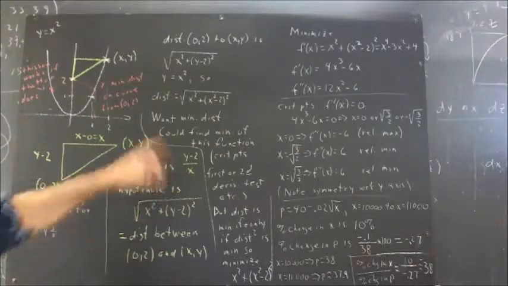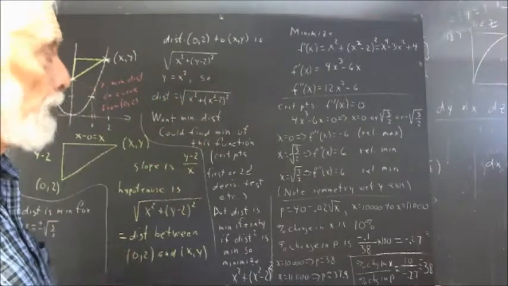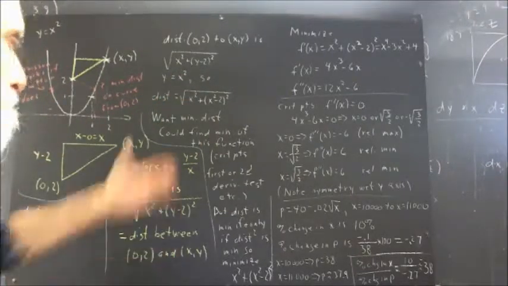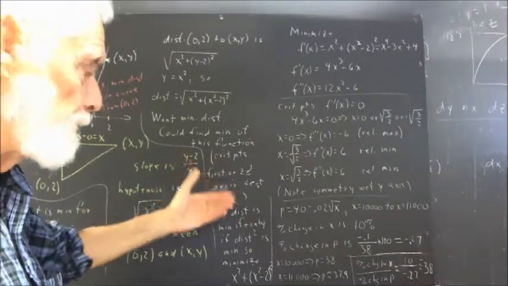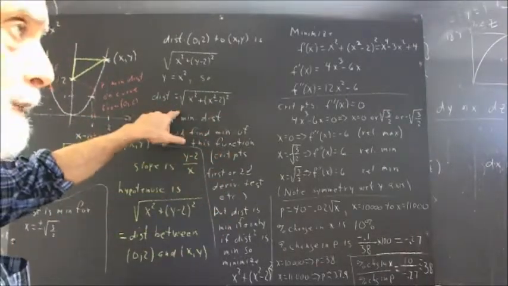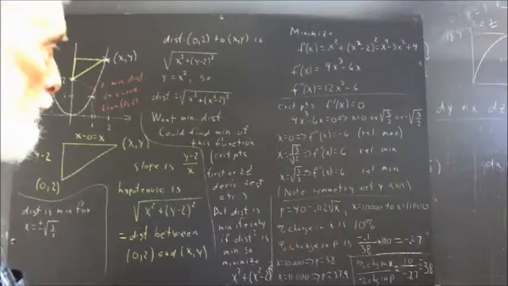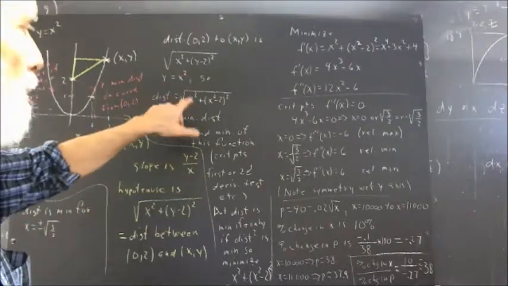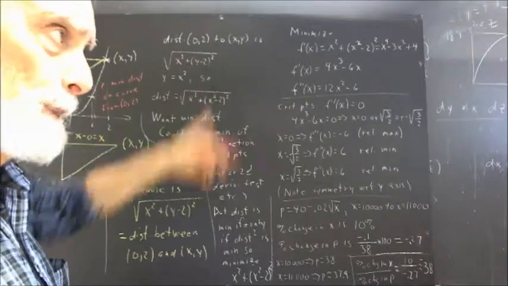Okay, so we could find the minimum of this function using critical points and first or second derivative tests. But that function is a little more complicated than we might like. Not that we couldn't handle it, but it's a composite that includes inside of it another composite.